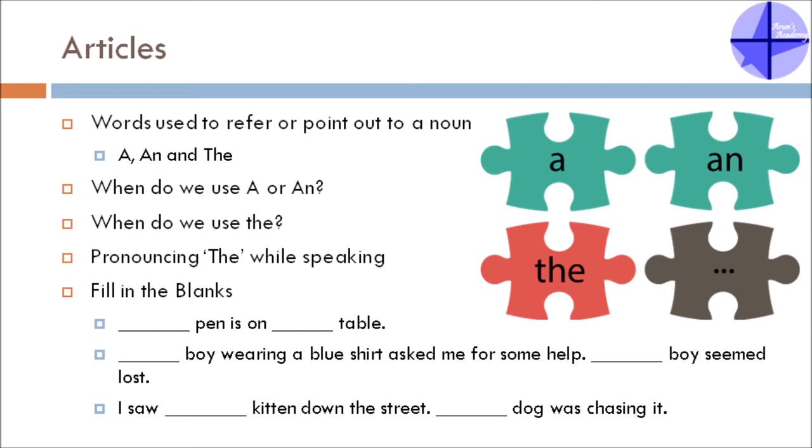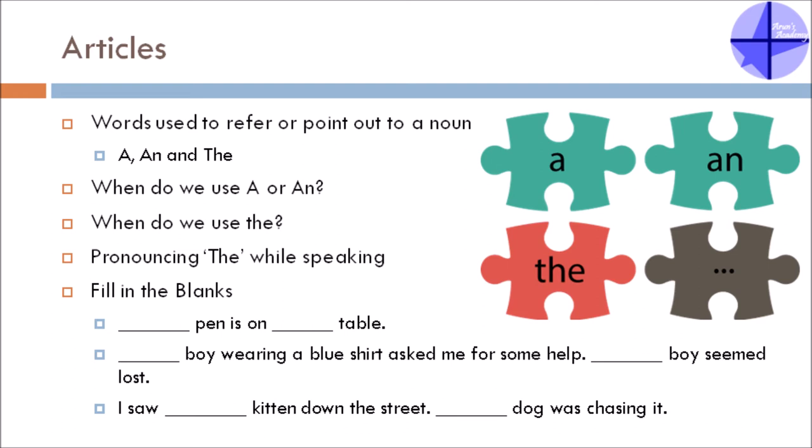Now let's try and fill in the blanks. Dash pen is on dash table. Can I say "the pen is on the table"? Well, if I say that, it's wrong, because you do not know which pen I'm talking about. Had I given you context about which pen, then you could have said "the pen". But right now, since you do not know, it'll be "a pen is on a table". But yes, if you have context about which pen, which table, then it's okay to say "the pen is on the table". But there will never be "an" used here.